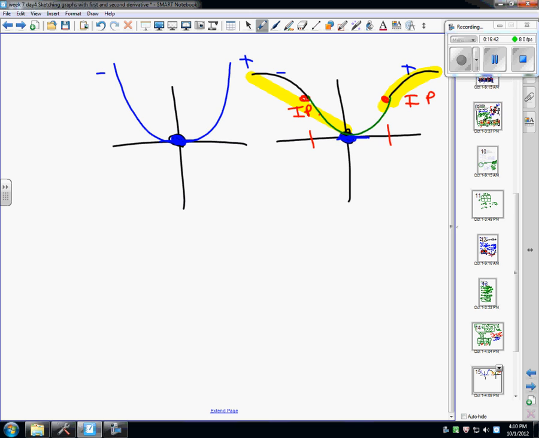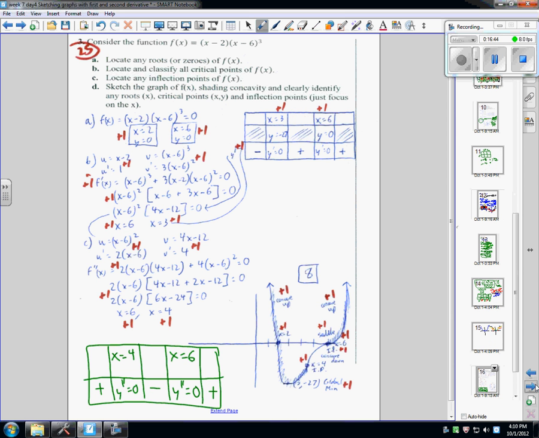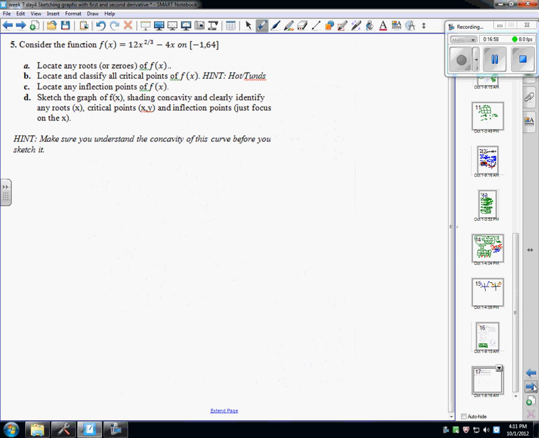The next guy is number 3, which is the product rule. My answer is provided here. You can take a look at it after you try it out. And then finish today with trying to look at the 5th problem. Notice I put it on bounds of -1 to 64. So this is back to Monday's lecture where I put it on a bound where x is -1 and x is 64.